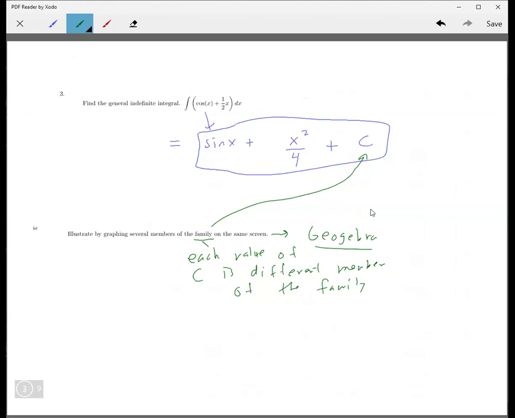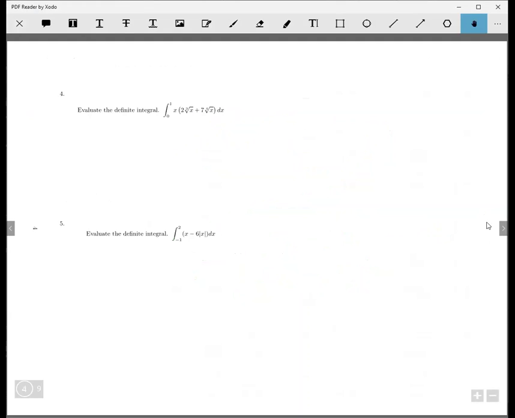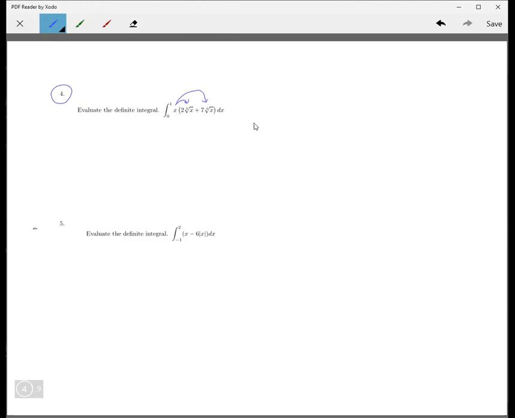Okay, so yeah, the second one is the answer. Okay, so let's move on to number 4. Here we're supposed to evaluate this indefinite integral. And again, like I said, products are kind of hard to do. But let's go ahead and distribute this xn.